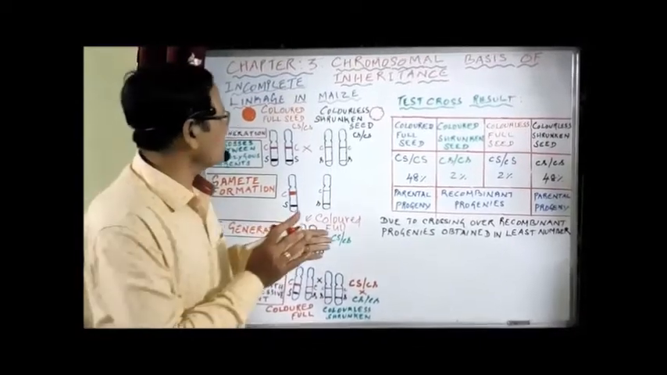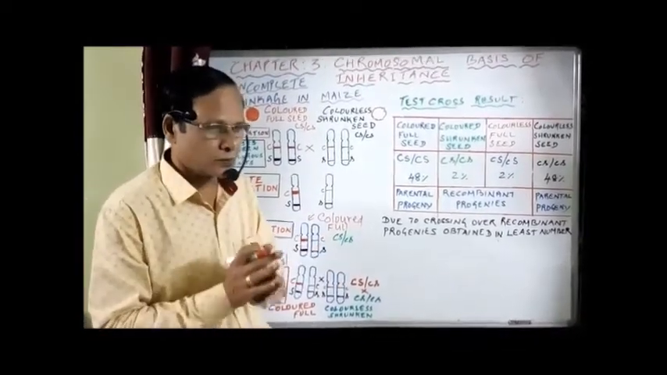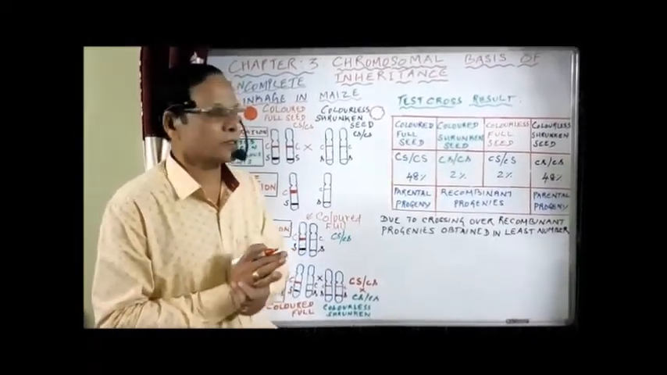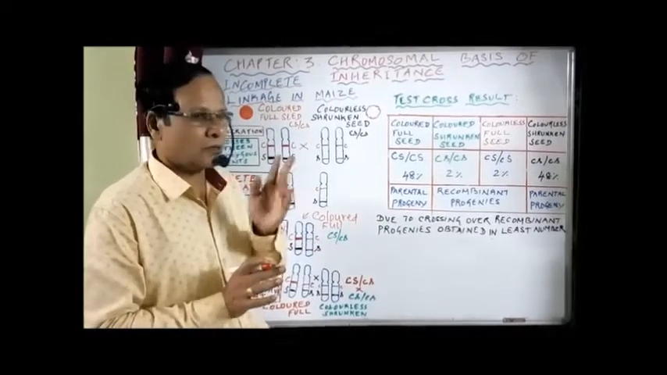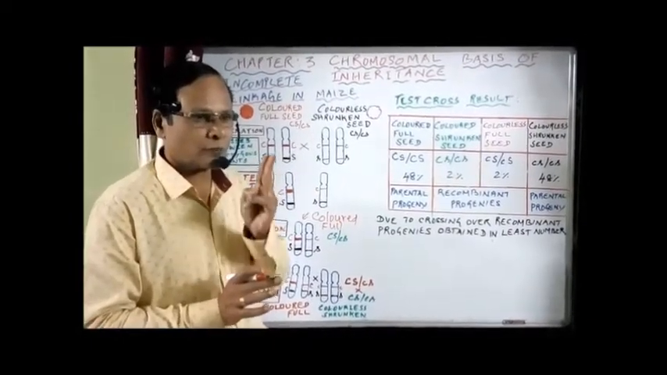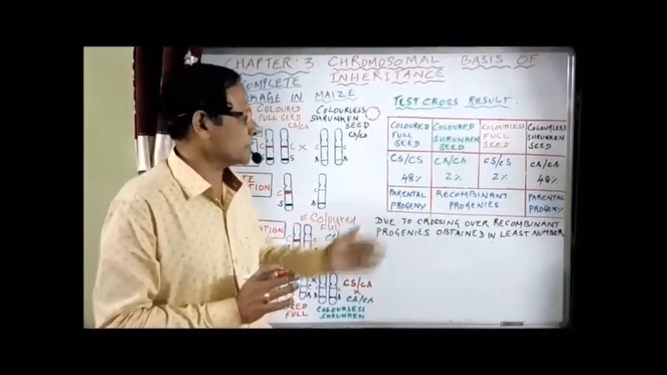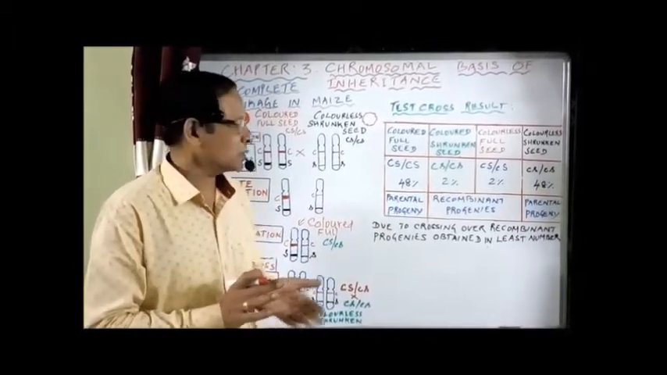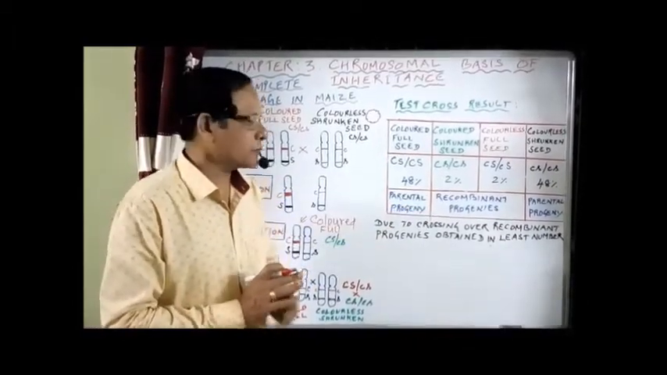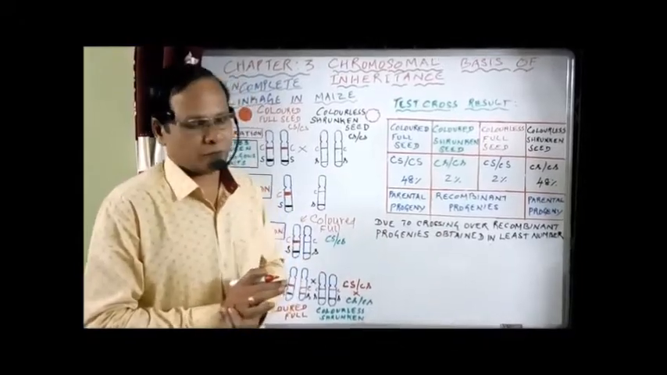So compare both: complete linkage in the case of Drosophila and incomplete linkage in the case of maize. There you have received only two combinations, the parental combinations. Here we are getting four combinations: two combinations of parental types and two combinations of recombinant types. Okay.